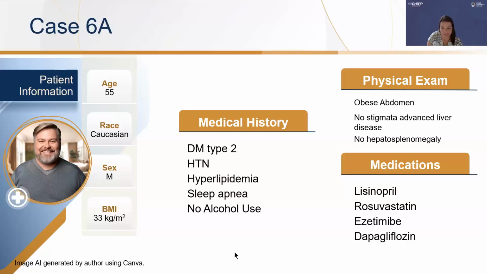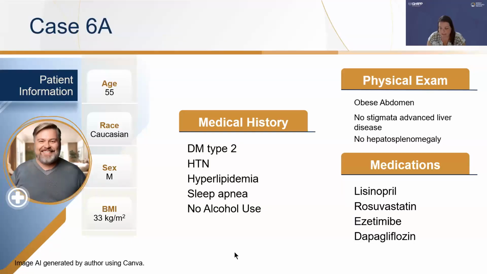His medical history, he has a lot of the metabolic syndrome. So he is a type 2 diabetic. He has hypertension, hyperlipidemia, sleep apnea. Important to note that he does not use excess alcohol because that may put him into a different category if he was drinking. On physical exam, he has an obese abdomen.